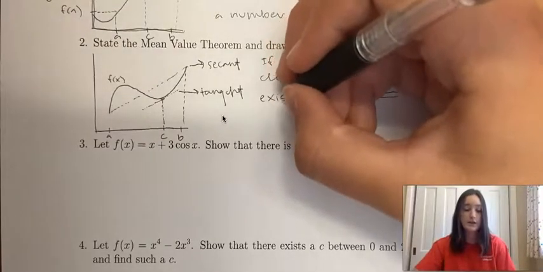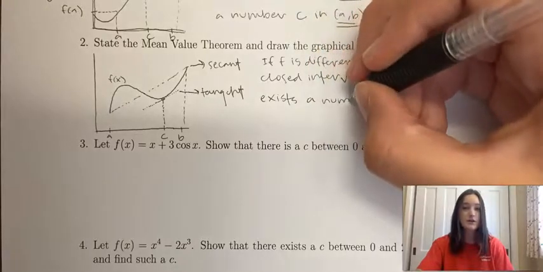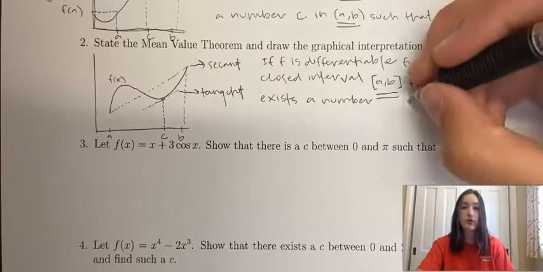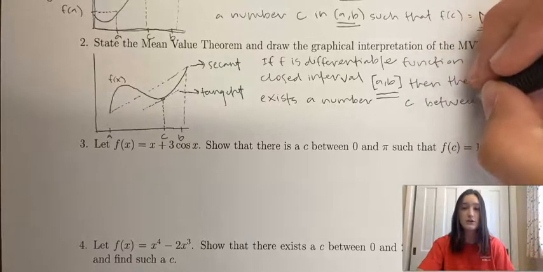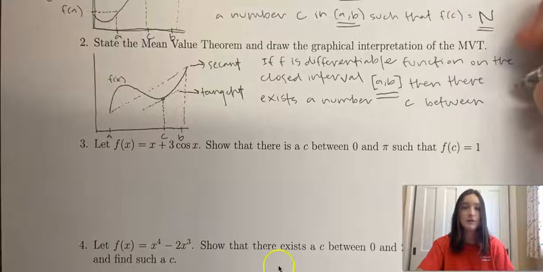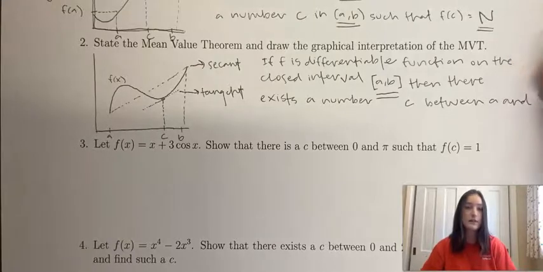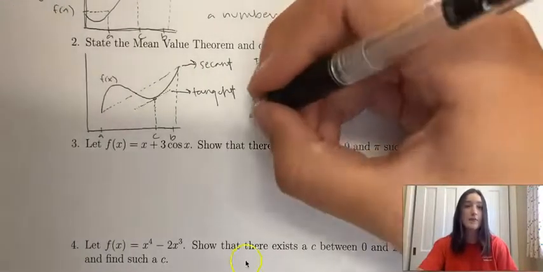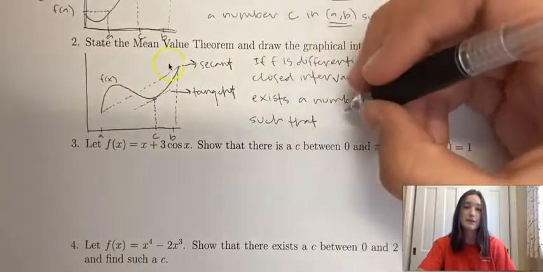What I'm writing here is then there exists a number C between A and B. So that's pretty similar to what we wrote on IVT, because on IVT you're also looking for a certain C between A and B. But for IVT, what you're looking for is a C that leads to a y value between two other y values. In this case, you're looking for a C between A and B that leads to a slope that matches the slope from A to B, that secant line slope.